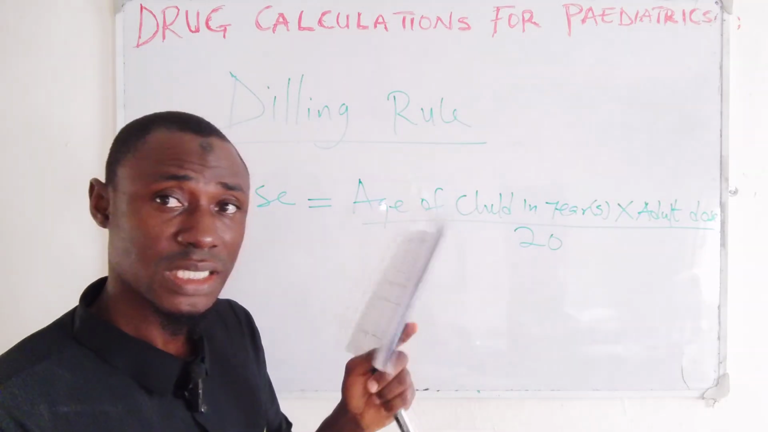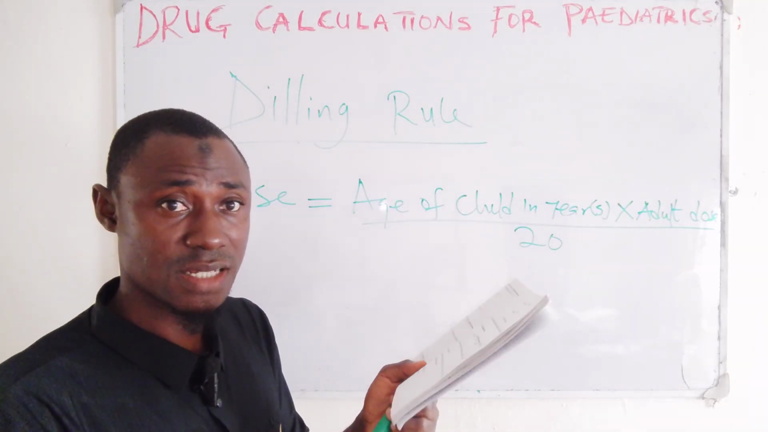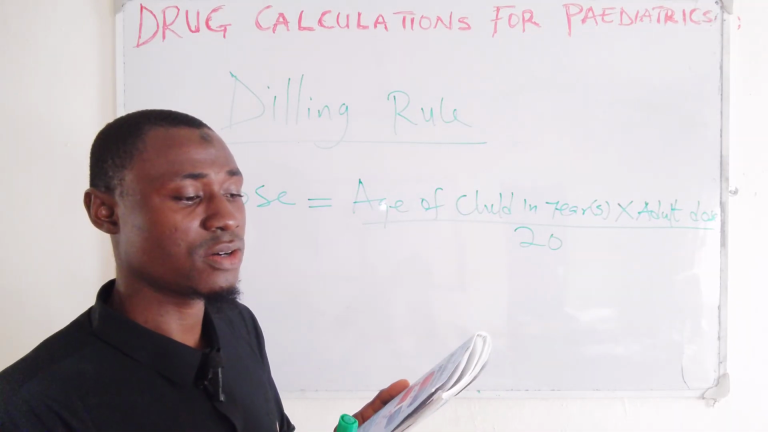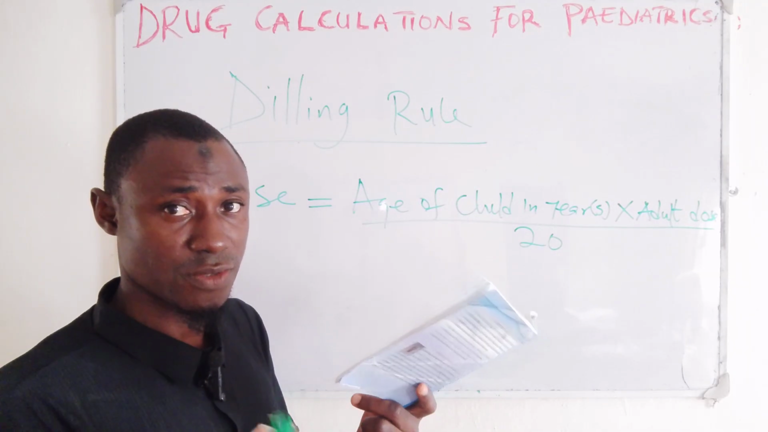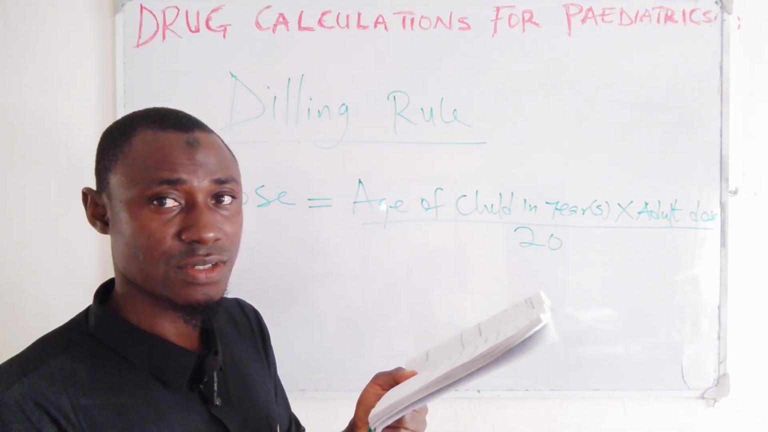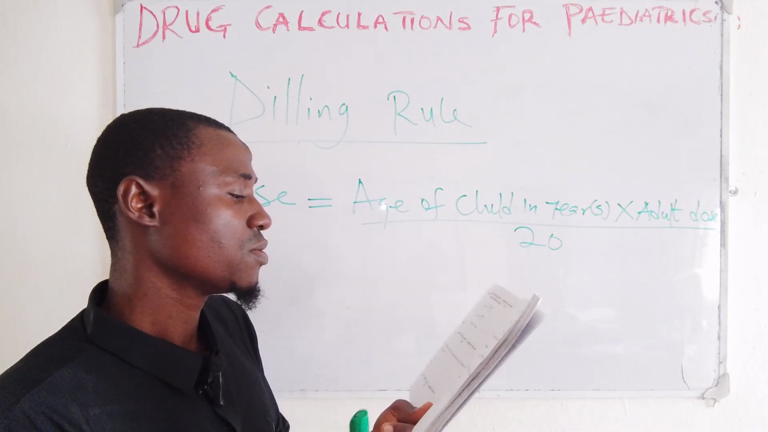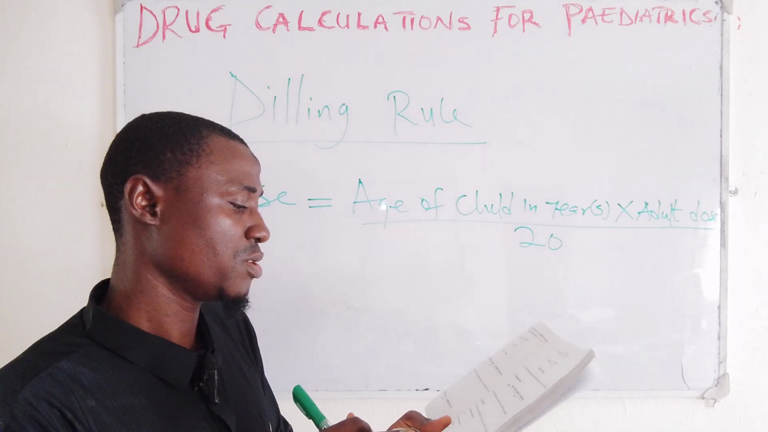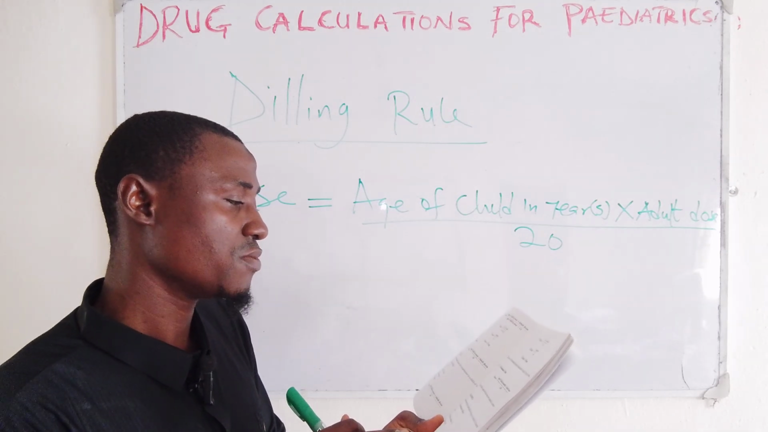Now, I'll take this example directly from the reference material we are using. That is Calculations in Pharmacology for Nurses. For those who have seen the first video, I've already explained the source of this book. So let's take this example directly. It's on page 13 of this book.